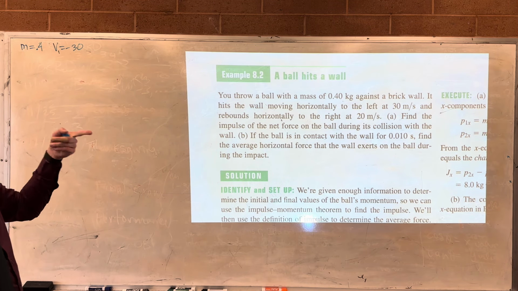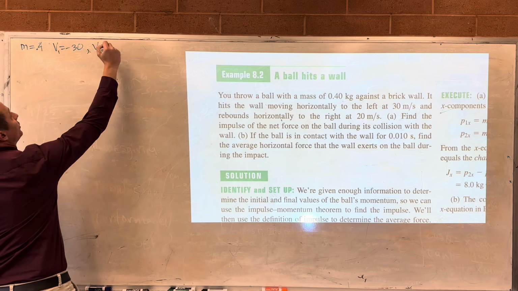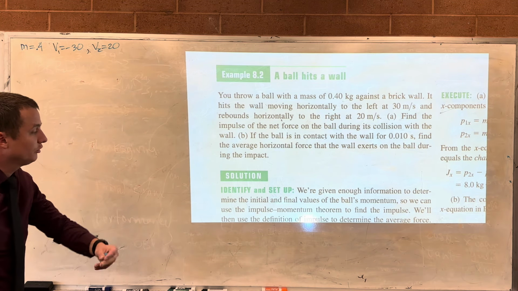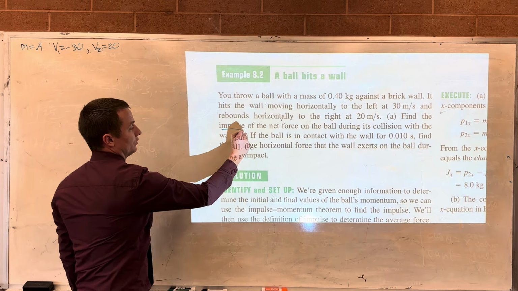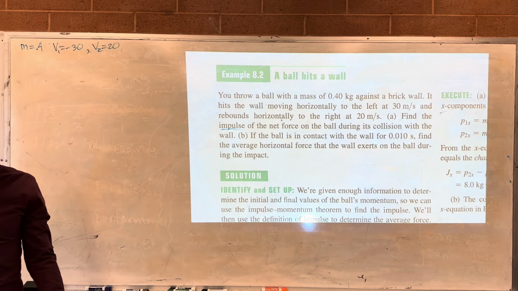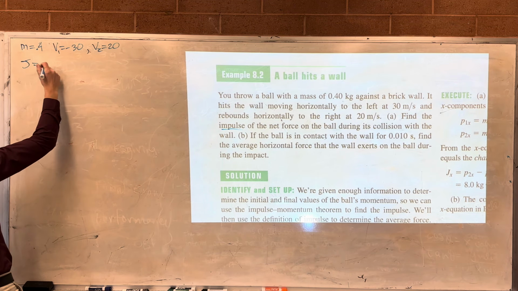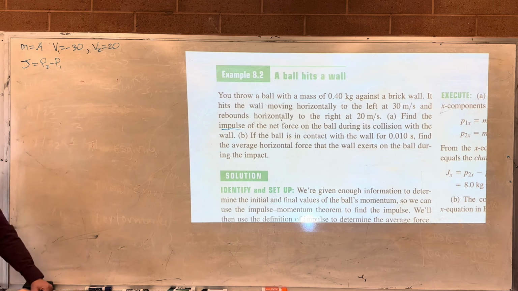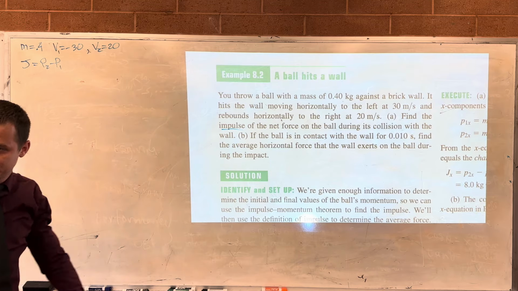And then it rebounds horizontally to the right at 20 meters per second, so V2 is equal to 20 meters per second. Our question is, find the impulse. So what is our impulse? It's our change in momentum. Our impulse is equal to our final momentum minus our initial momentum. Typically it's a vector quantity, but since this is one-dimensional, I'm just using signs to keep track of the fact that it's vectors.